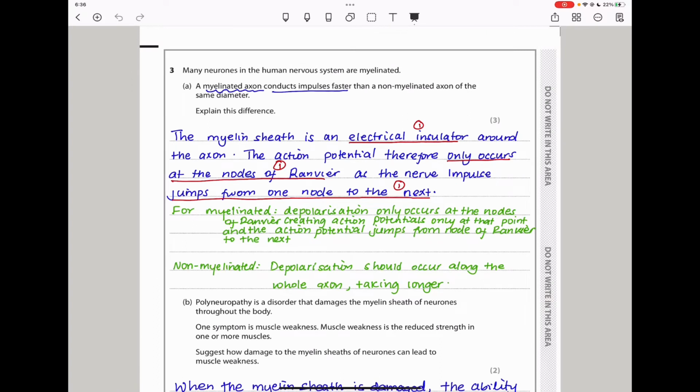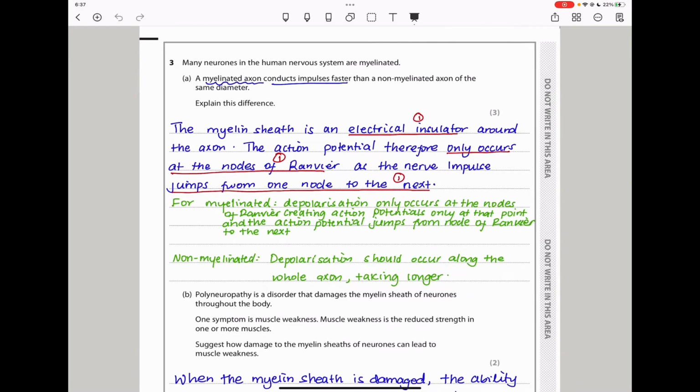Question 3. Many neurons in the human nervous system are myelinated. They say a myelinated axon conducts impulses faster than a non-myelinated axon of the same diameter. They want you to explain this difference. So the key thing about myelin is it acts as an electrical insulator, and wherever it is positioned, the action potentials will not occur in that area. So it means the places where the myelin is not positioned, that's where the action potentials are going to occur.